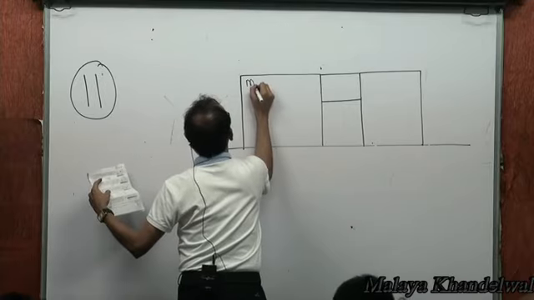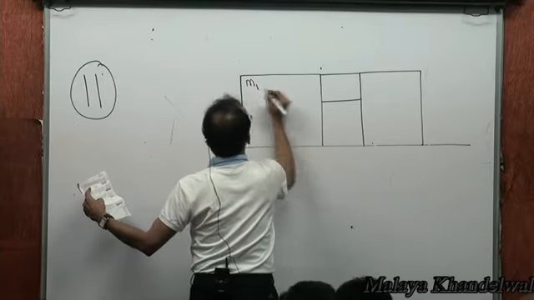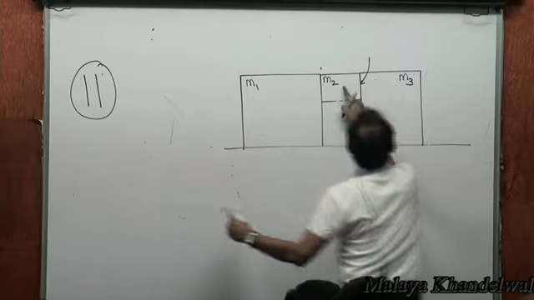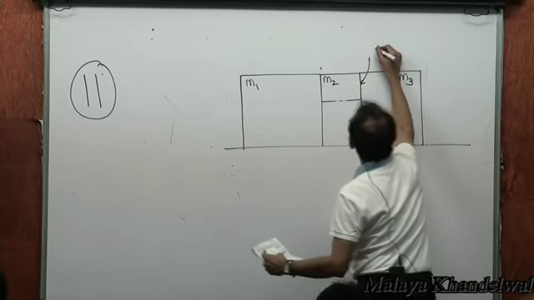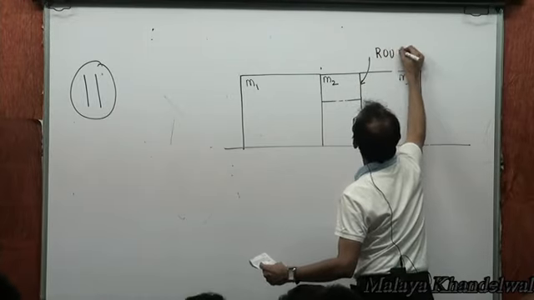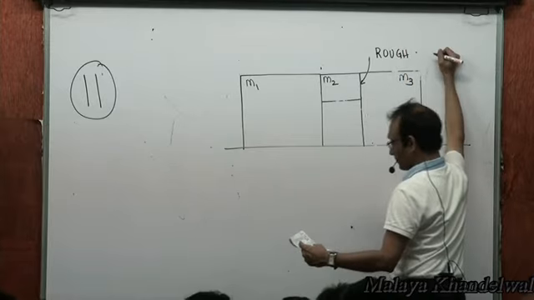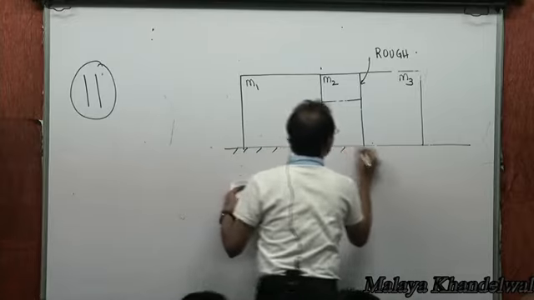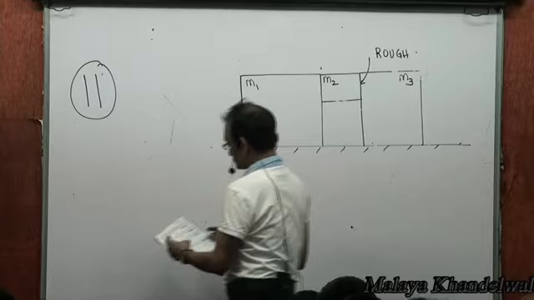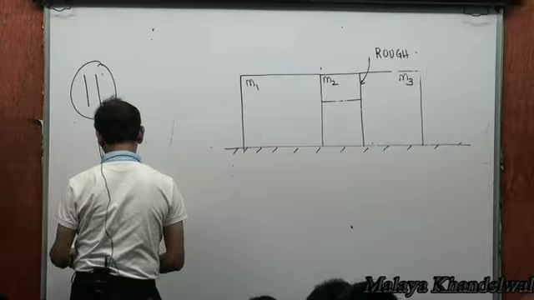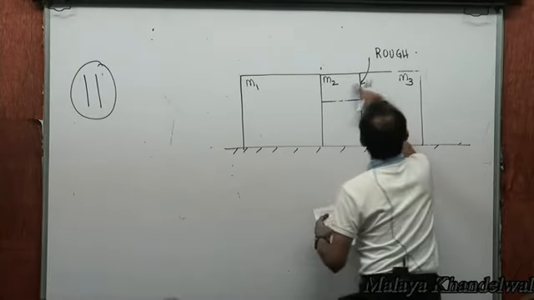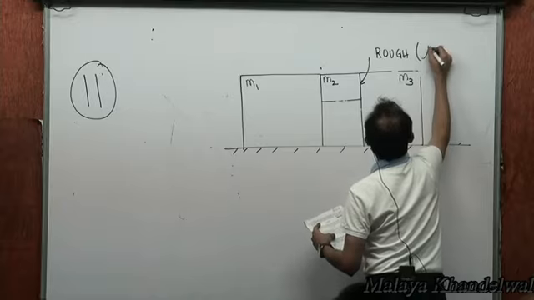M1, M2 and M3. The M2-M3 interface is rough, and this surface is smooth. The coefficient of friction between M2 and M3 is given to be mu.